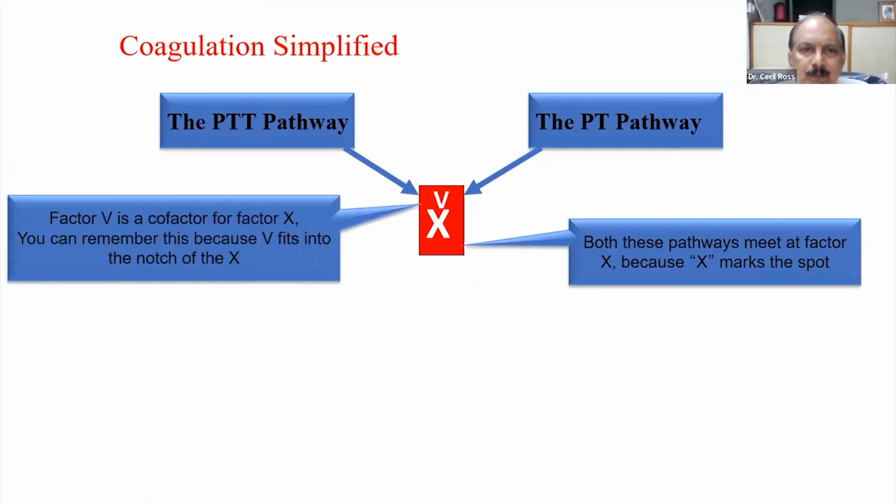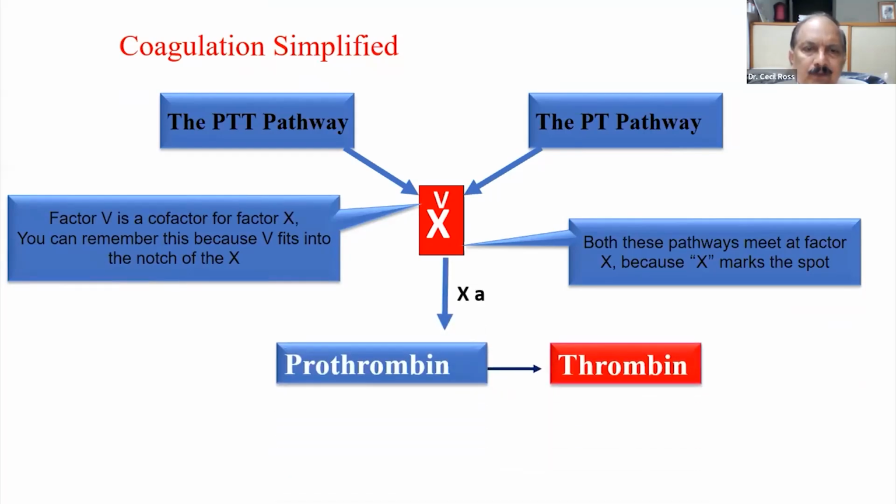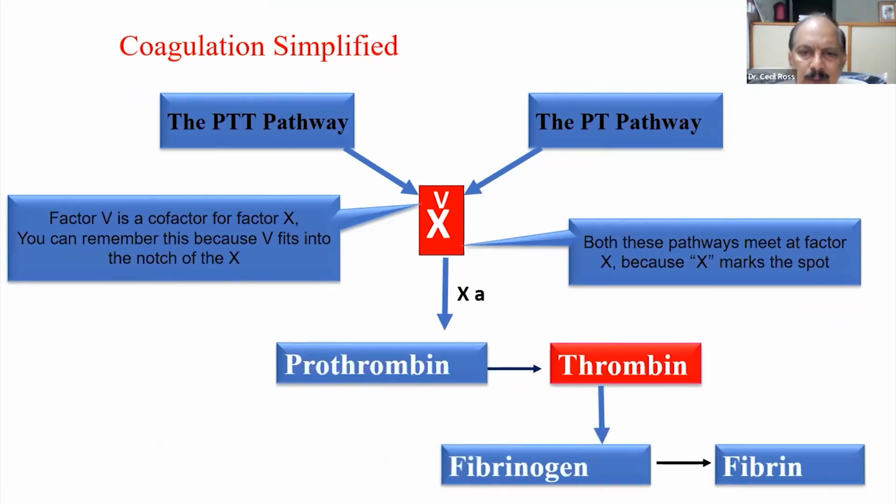Then what happens, the factor 5 sits on the notch on the 10 and forms the factor 10A, right? Once the factor 10 is formed, it converts the prothrombin to thrombin, and once the thrombin is formed, it converts fibrinogen to fibrin. That's how the clot is formed. I think this is the basic you should know.